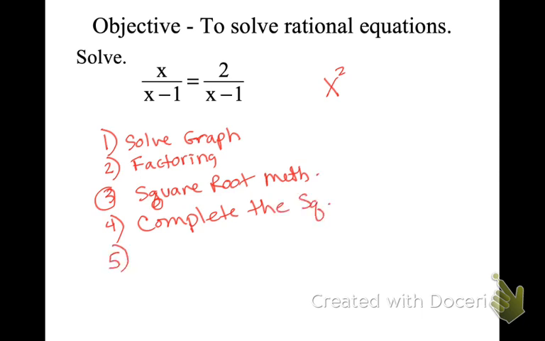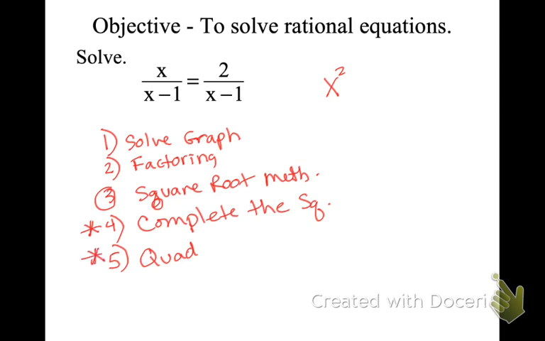And the fifth was the quadratic formula. So probably solve by graphing is the least favorite because that's where we have to find our axis of symmetry and vertex. Factoring should be very easy for you at this point. But these two are the ones that work all the time.